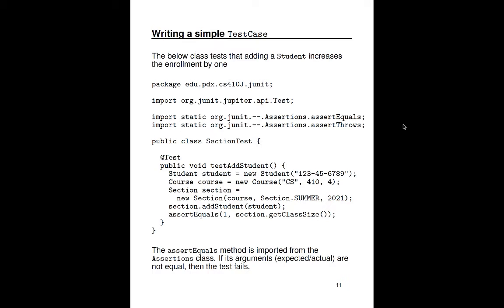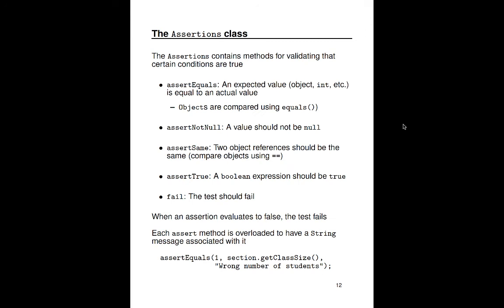If when this test is run, the class size is not 1, the assertEquals method will fail. It'll throw an exception that is caught by the JUnit framework, and the JUnit framework that runs the test will then keep track of the fact that this particular test failed. That was our first JUnit test. Let's take a little detour and explore the Assertions class a little bit more, and then we'll take another look at a unit test in a moment.